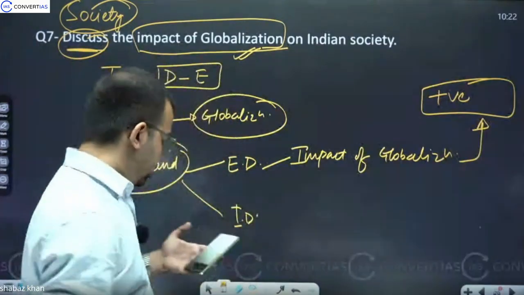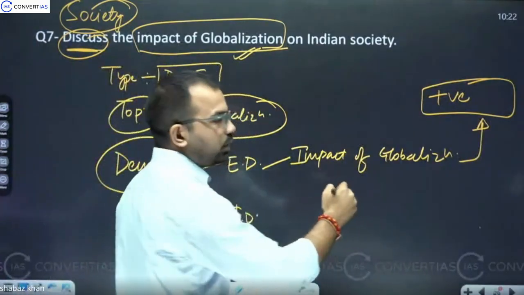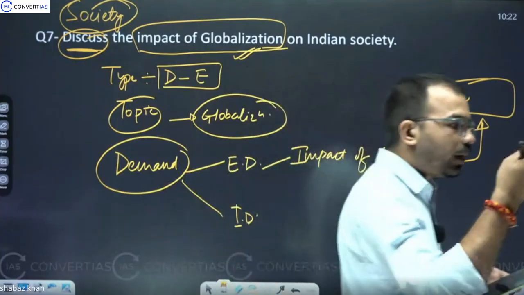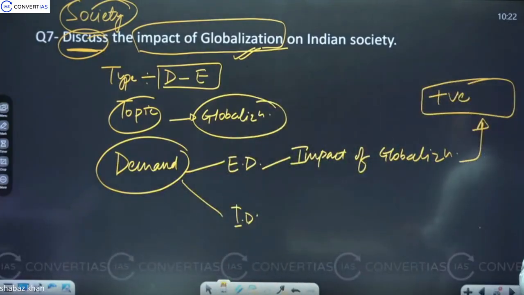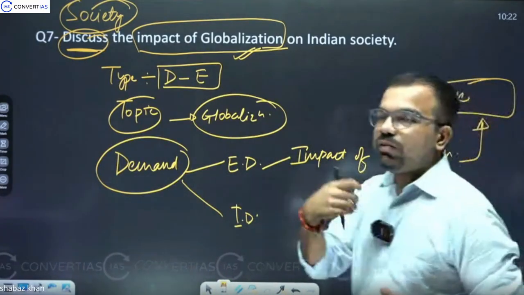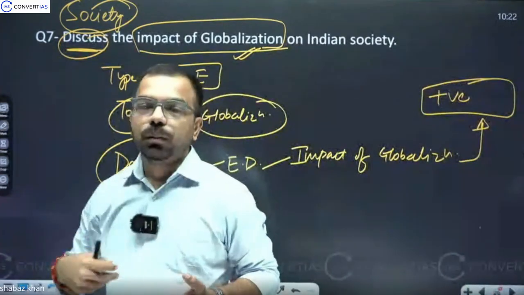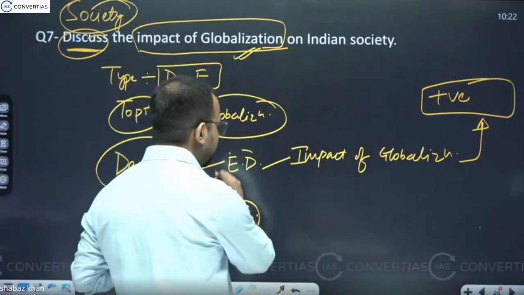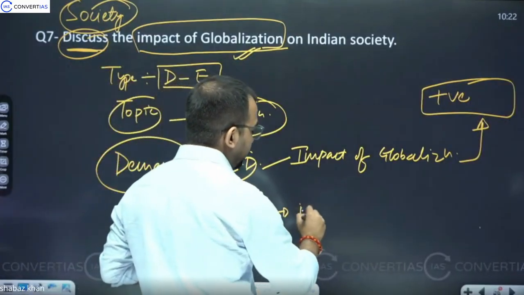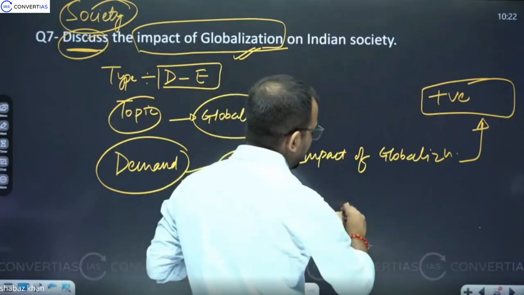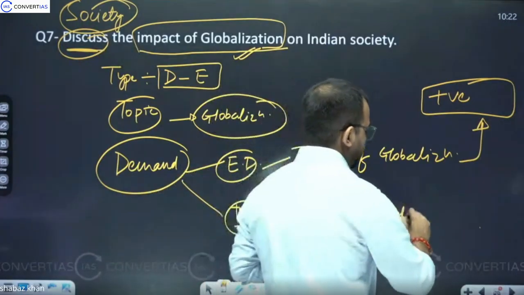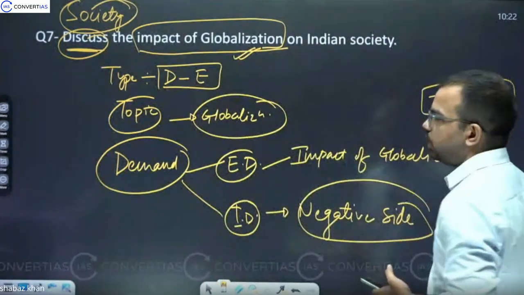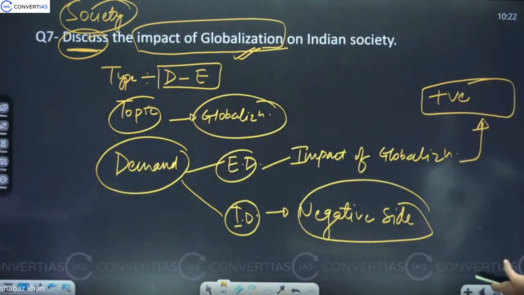Okay? First, accept that globalization has been accepted by almost all of the countries because it is benefiting them. It is kind of pushing the modernization. Okay? Then the implicit demand is very clear. The negative side of globalization. Yes, negative side of globalization.